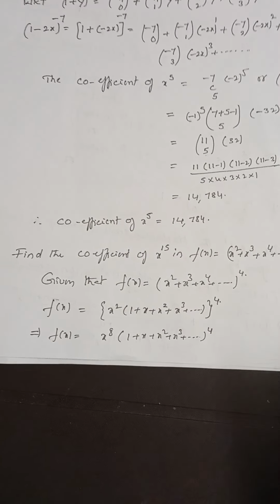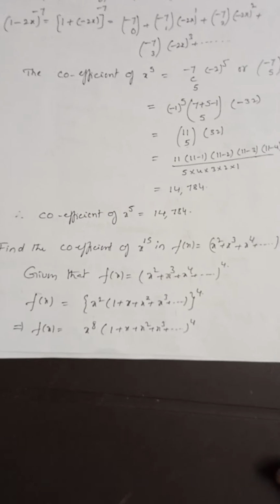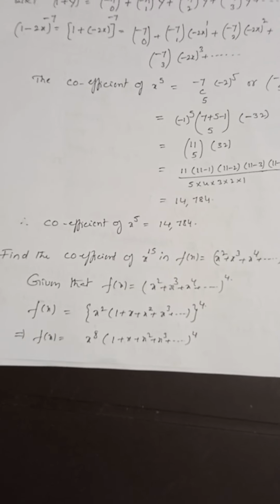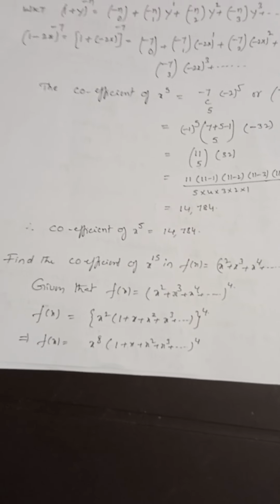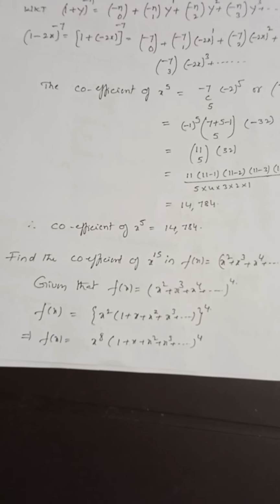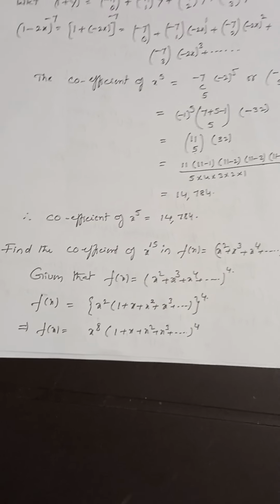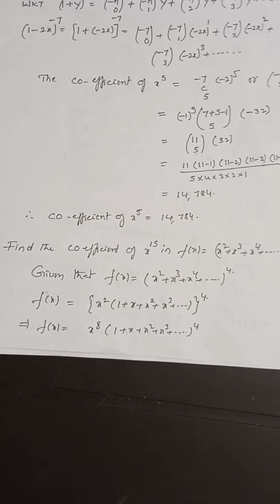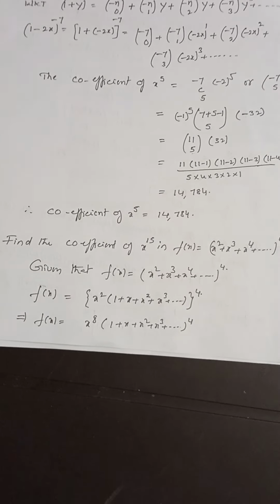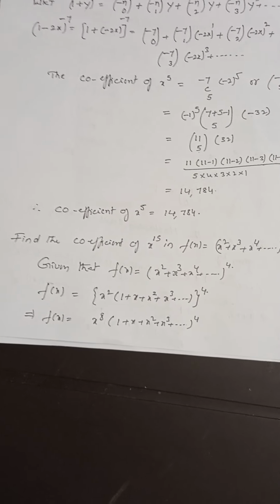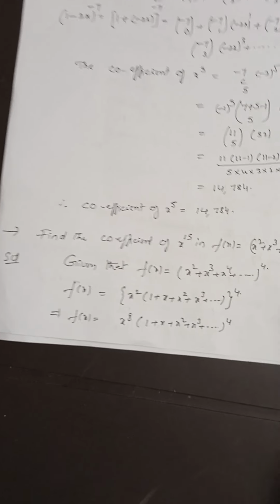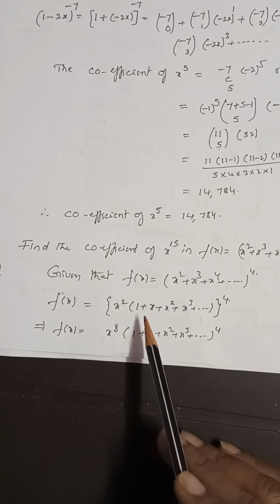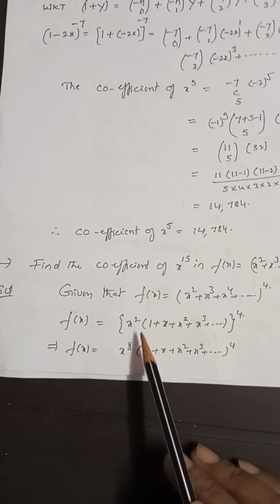Here we are taking x square as a common term. Why are we taking x square as a common term? That means we are converting the given equation into the standard form. What is the standard form? 1 plus x plus x square plus x cube plus x to the power of 4 and so on, right? That's why we are taking x square as a common element here.